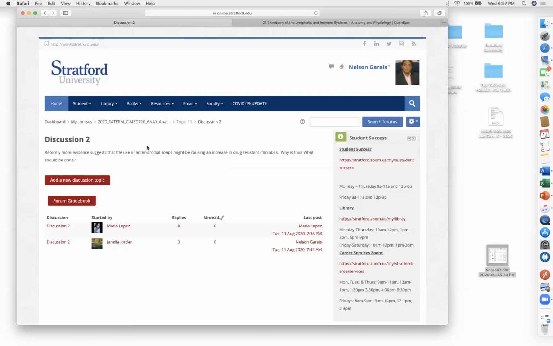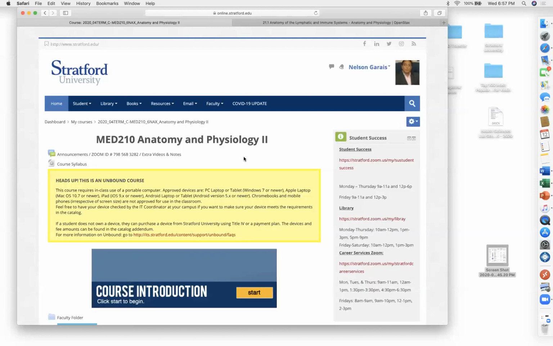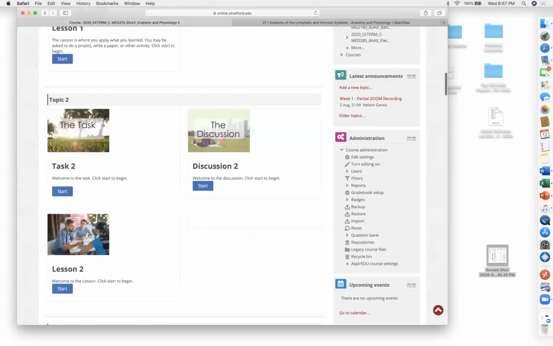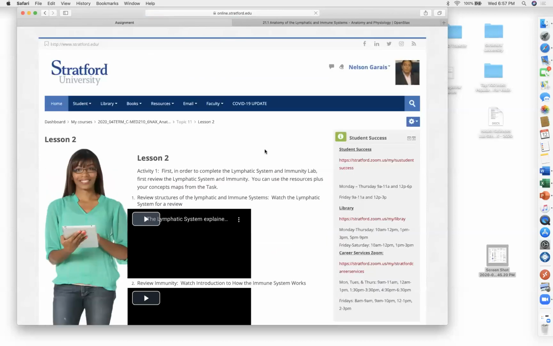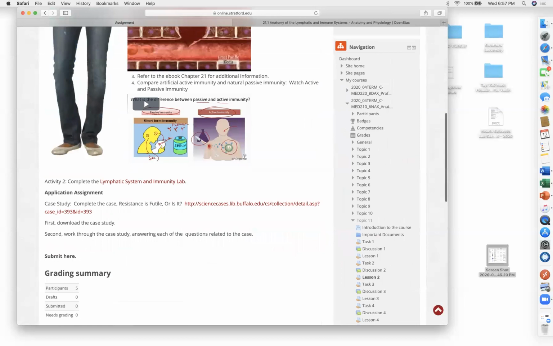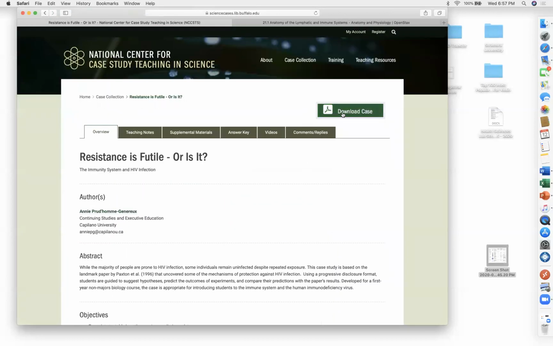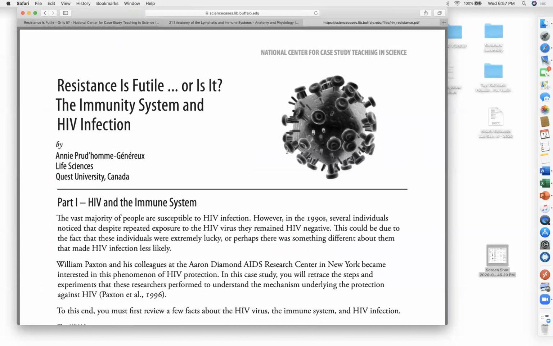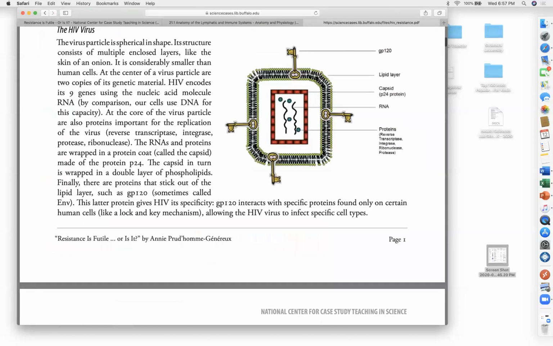But find out and do your own research, okay? So that's the discussion. And of course, the lesson. Okay, of course, it's a case. And I click on that. I download the case. And of course, it's HIV and the immune system.